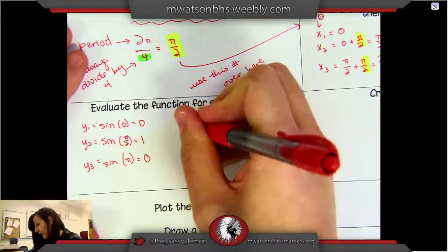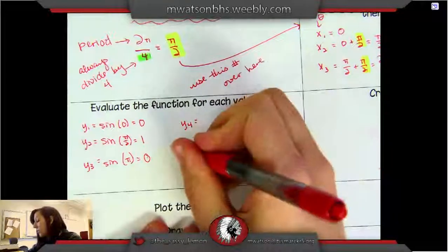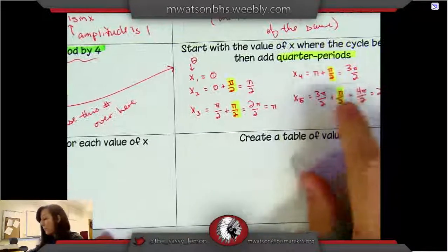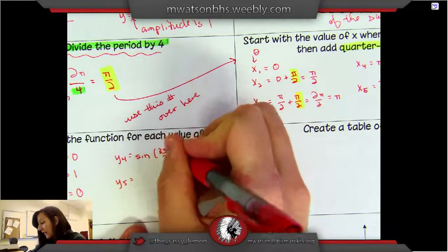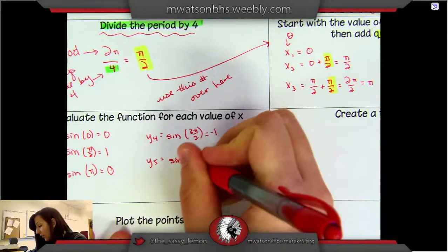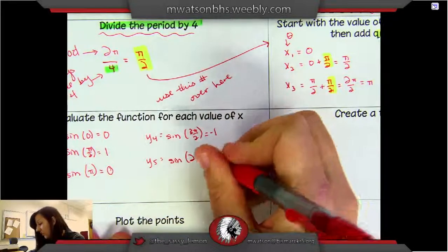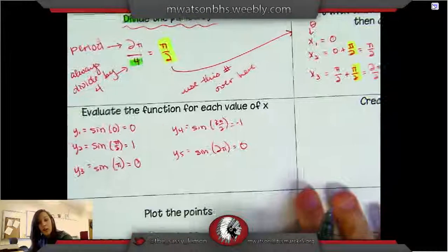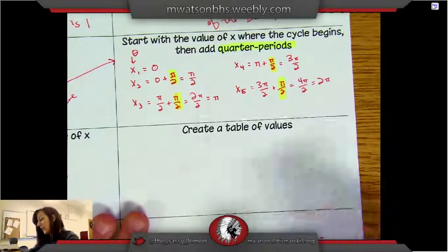We just keep going like this. If you need to slow down, maybe pause it and try to figure out the next two on your own, or just keep watching. For y sub 4, we plug in our x sub 4, which was 3 pi over 2. Sine of 3 pi over 2 is negative 1. And lastly, our last y value, sine of 2 pi, should always be the same as 0 because they're one period apart, so it'll be 0. So there's our 5 y values. Now we have 5 x values and 5 y values, and we can create a table of values and hence create coordinates.